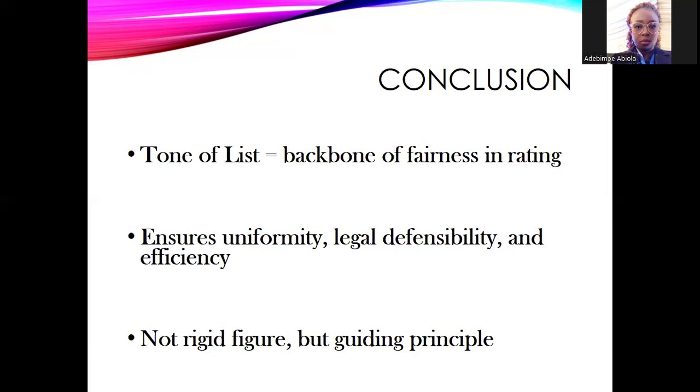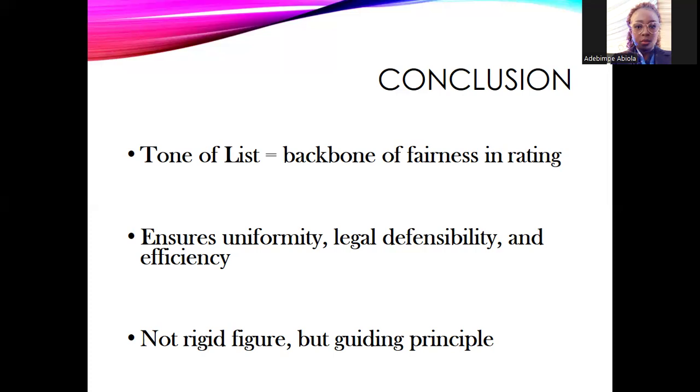Everything is just scattered, and at the end of it, you are looking at the same location, the same number of shops, and there is variance in what they are paying, which should not be. But with the tool of tone of list, it has helped us to come up with something that we can rely on. It has helped us to standardize our operation.